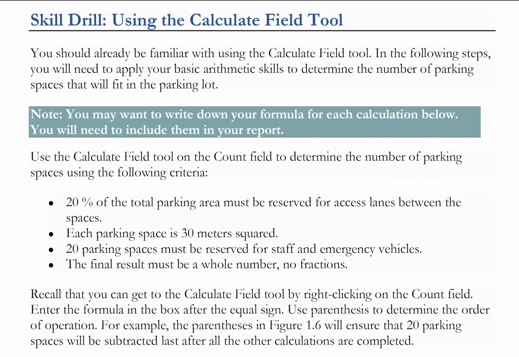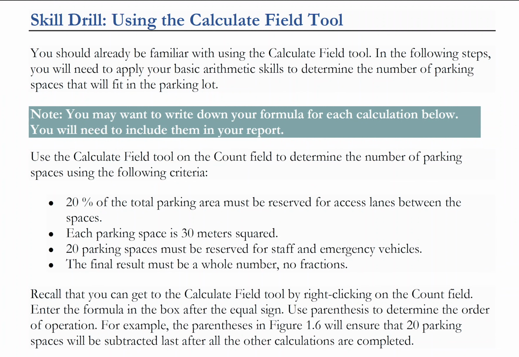20% of the total parking area must be reserved for access lanes between the spaces. Each parking space is 30 meters squared. 20 parking spaces must be reserved for staff and emergency vehicles. The final result must be a whole number, no fractions. Many find these types of problems difficult to solve. The best way to solve it is to take it one step at a time.